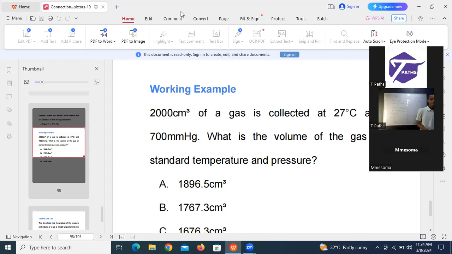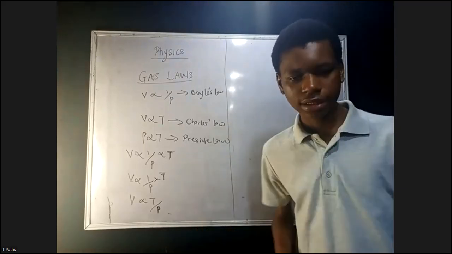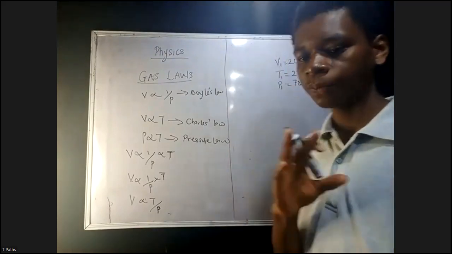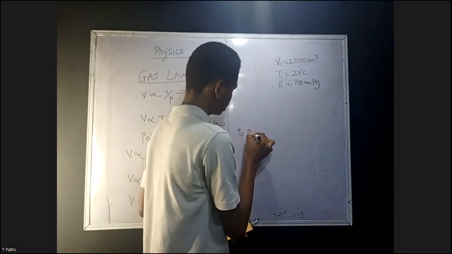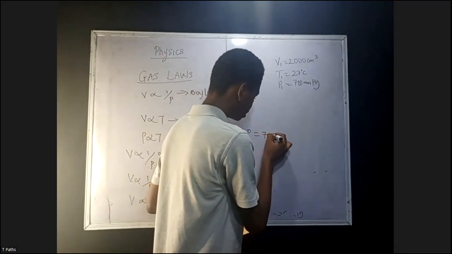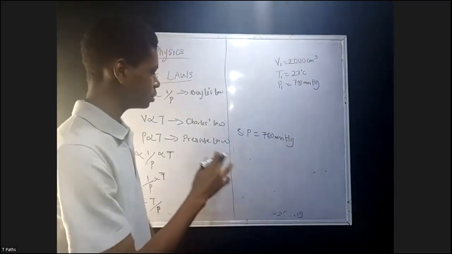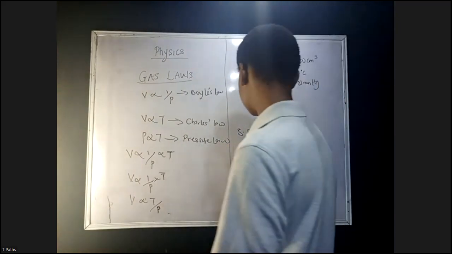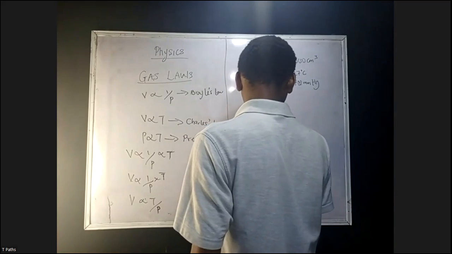So what is standard temperature and pressure? The standard temperature of a gas is 273 Kelvin, while the standard pressure of a gas is 760 millimeter mercury. Let me write this down. Standard pressure, SP, of a gas is equal to 760 millimeter mercury. Have it at the back of your mind. While standard temperature of a gas is 273 Kelvin.